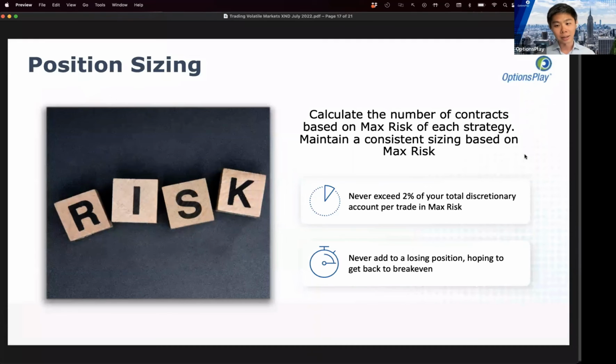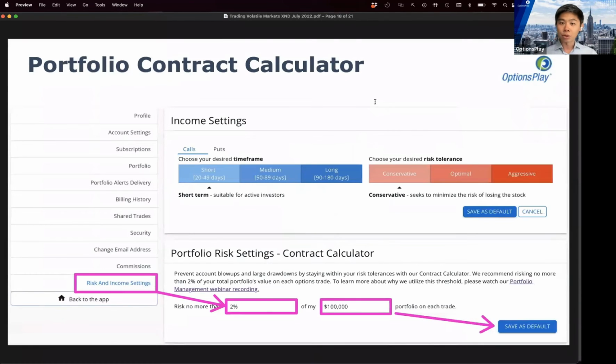And this is something that I cannot express to you how important this is for your trading. And, as much as I can sit here and preach this, ultimately, it's your application of it that makes the difference. So what we created in OptionsPlay is a portfolio contract calculator. It's now in your profile as income settings and portfolio risk settings, where you can set how much you're willing to risk of your total account value.